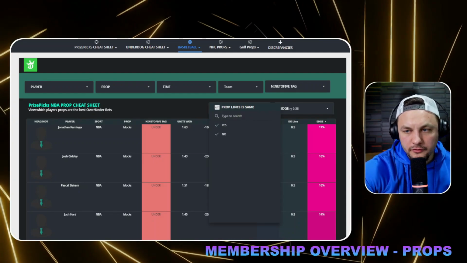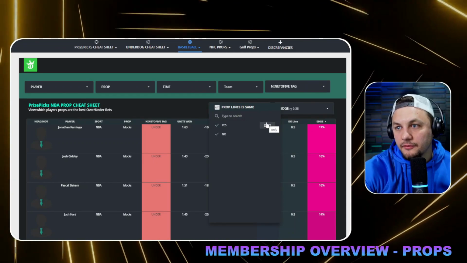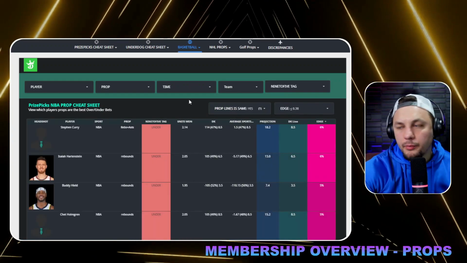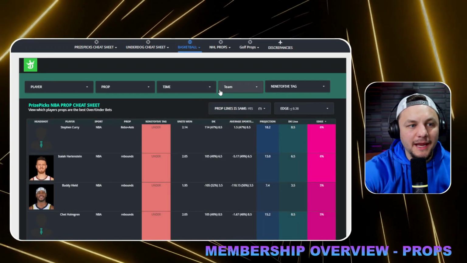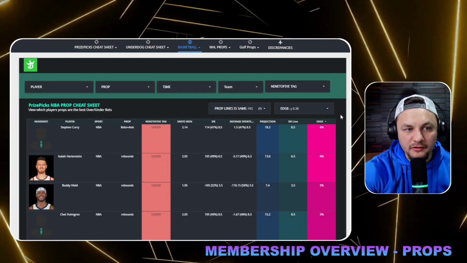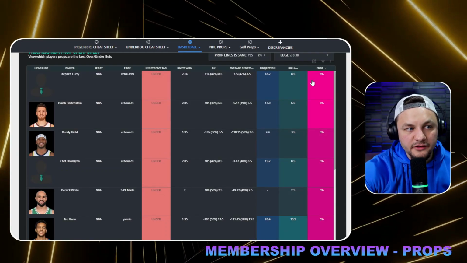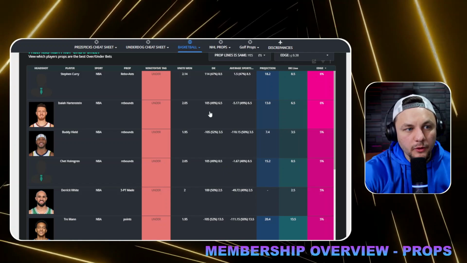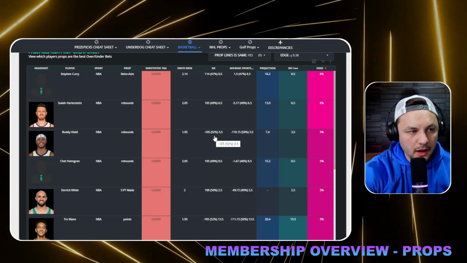How I would go about using this tool is to click this. This is the first thing I would do: prop line is the same. That's what I want to see. Where are the prop lines going to be the same? Then we're going to get a better indication of which prop bets we should be wanting to go in on, and this is going to be sorted by edge. I don't like to say this doesn't matter, don't get me wrong, but what I'm really looking at is these lines right here.